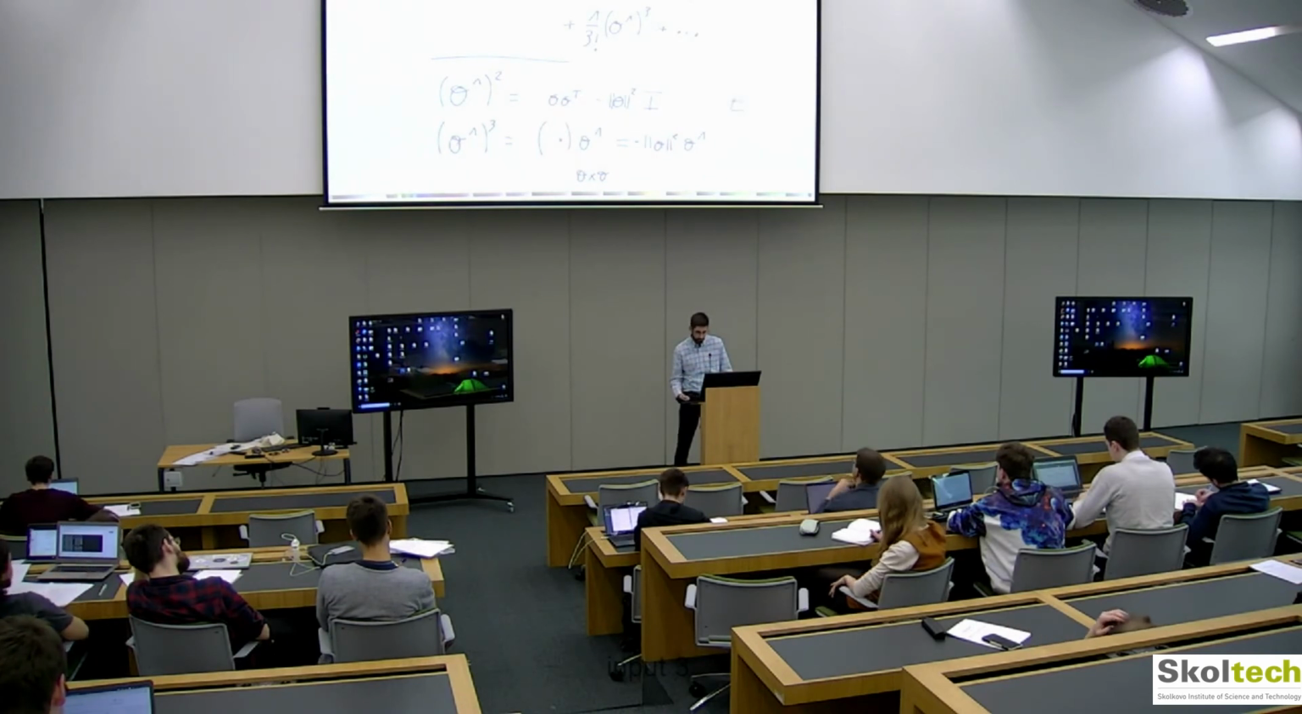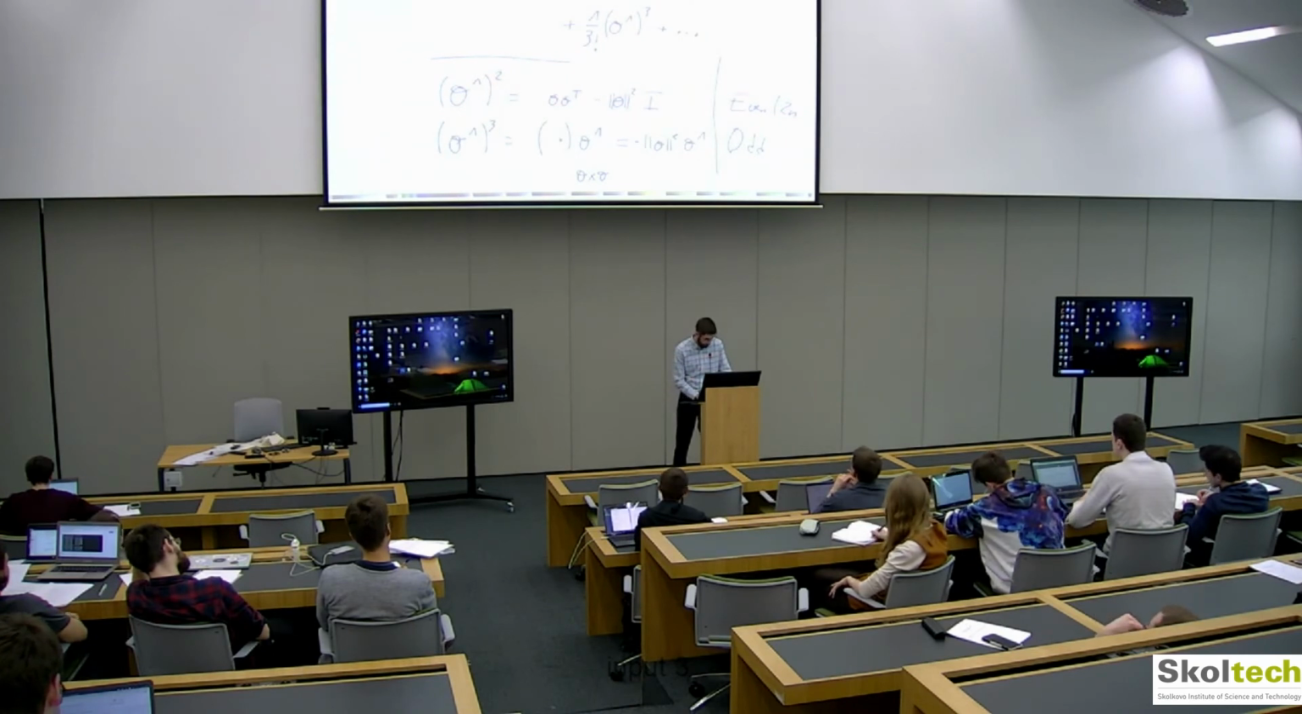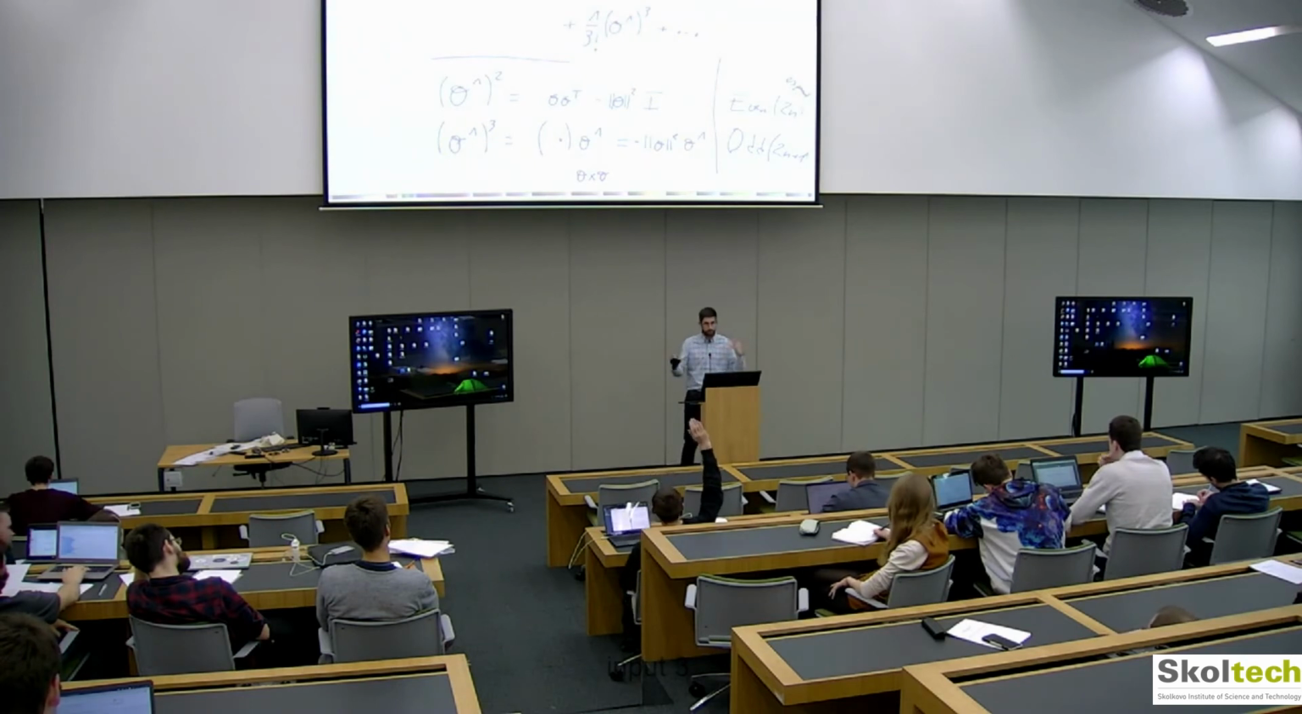And even, odd is 2n plus 1. So this is the exponent here. So you see here that there's something that we can exploit.